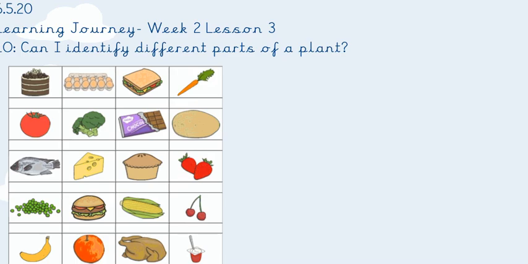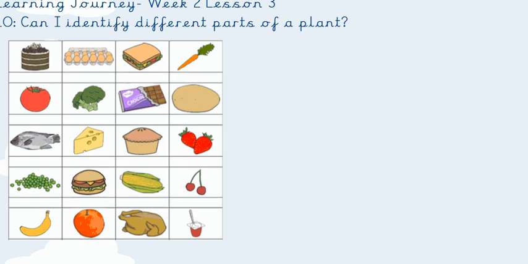Okay, so during my learning this week, I found out that lots of the things we eat are plants. Lots of things that we eat are plants, in particular are fruits and vegetables. So that gives you a big clue. I've got a table just here of lots of different foods, and I want you to pause the video and find which of these foods that we eat are fruits and vegetables.